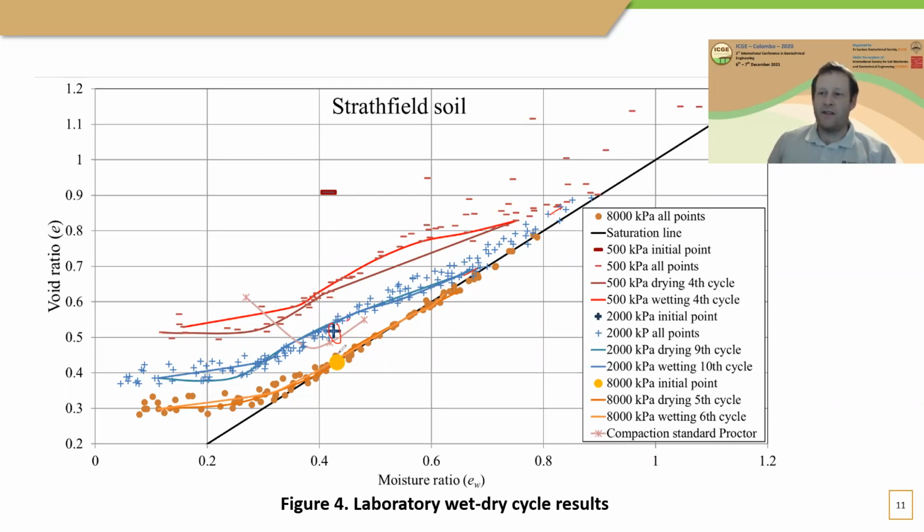And the same thing we can see for the 8000 kPa sample, where this is its initial point and it consistently shrinks and swells along this saturation line up until about this 0.3 moisture ratio and void ratio.